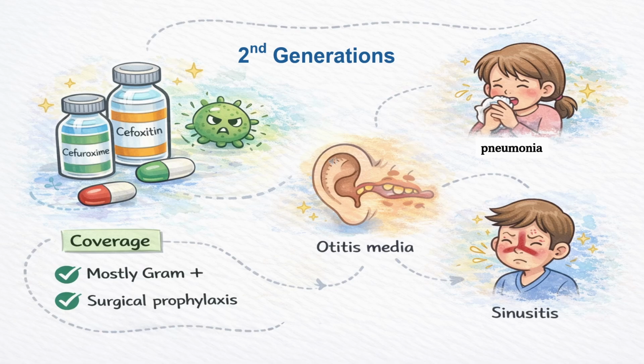For second generation, same as all cephalosporins, cell wall inhibition. Treatment is for otitis media, sinusitis, or community acquired pneumonia. Examples are cefuroxime and cefoxitin. Nursing consideration: educate patients to complete the full course and monitor for GI tolerance.